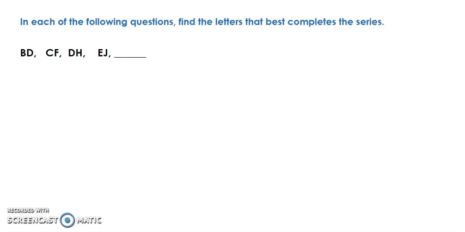All right, so the first kind we're talking about is going to be the alphabet series. And here's an example that you can look at. The first thing I want you to always do is to read the instructions. The instruction says, in each of the following questions, find the letters that complete the series. So it gives you B, D, C, F, D, H, and E, J. And it wants you to tell what is the next combination of letters that you would put in this series. For some questions, you may be asked to only do one. For some questions, you may be asked to do two. But today we're only working on one.